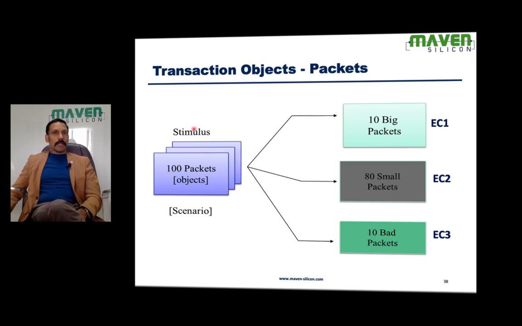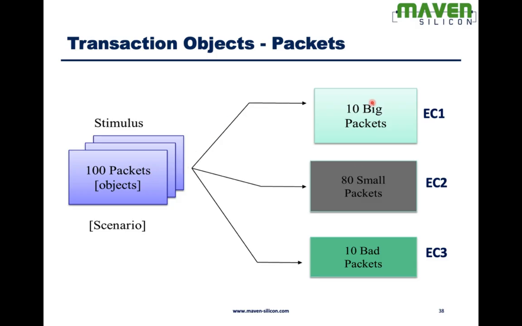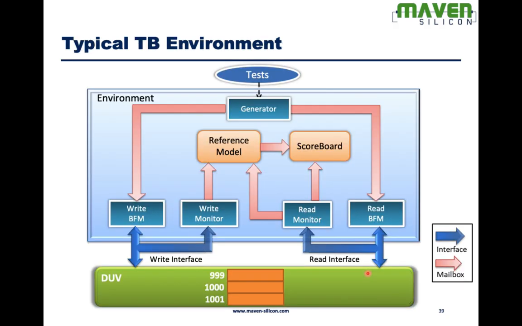Overall, the stimulus would be something like generating hundreds of packets. Now when I say 100 packets, 10 packets would be big packets, 80 packets would be small packets, and 10 packets would be error packets. So I'm going to define a base class called packet, and then I'm going to extend the packet into three different packets like extended class 1, extended class 2, extended class 3. In OOP, we call this base packet the parent class and all the extended packets child classes. All right. Now let's try to visualize how the simulation is going to happen.